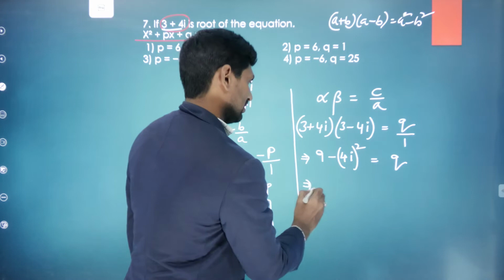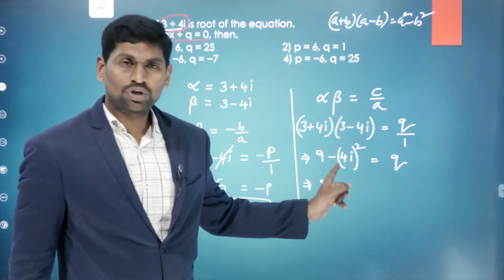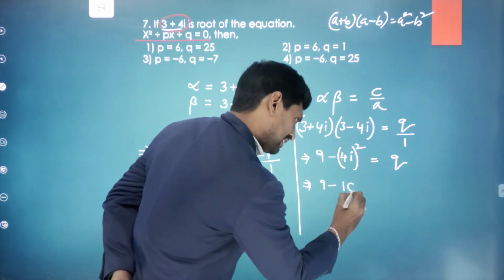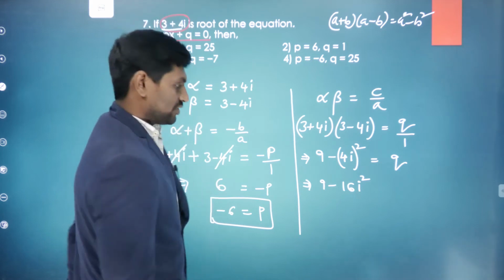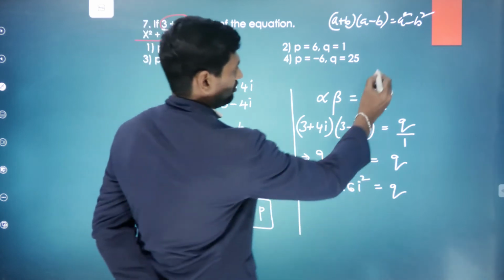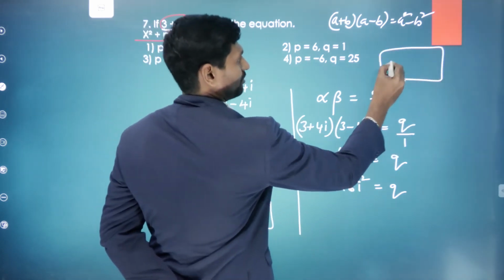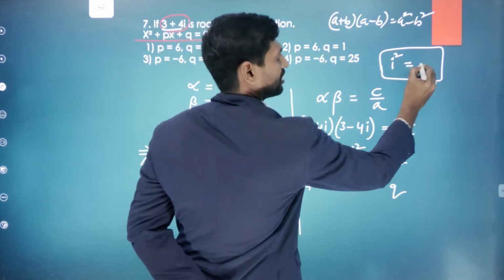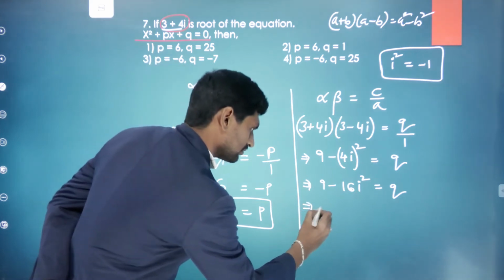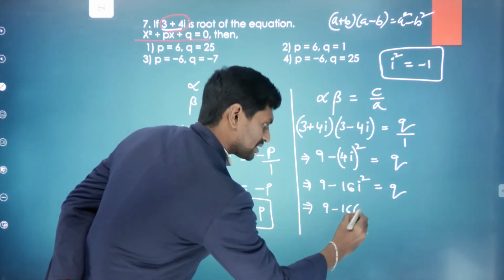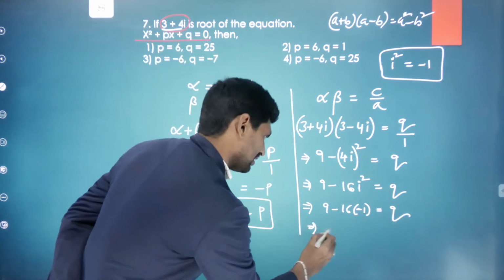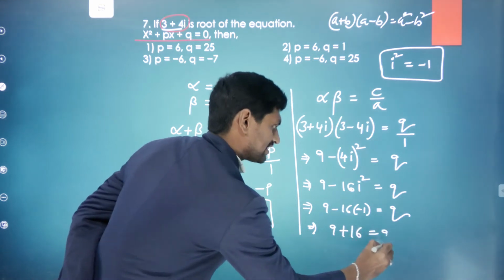Now here this square should apply for both number and the letter. 4 square 16. I square value is nothing but minus 1. So you will understand when you discuss the complex number concept. So until then you just remember I square value is minus 1. 16. In the place of I square I can write minus 1. Then minus into minus becomes plus. 9 plus 16. 9 plus 16 is 25.